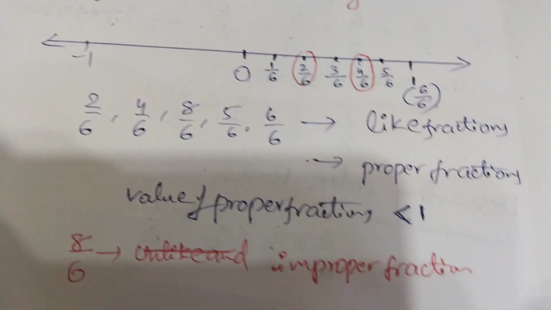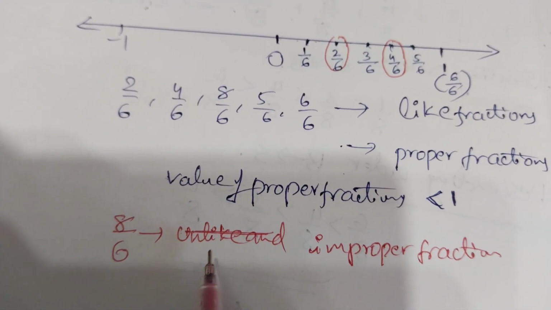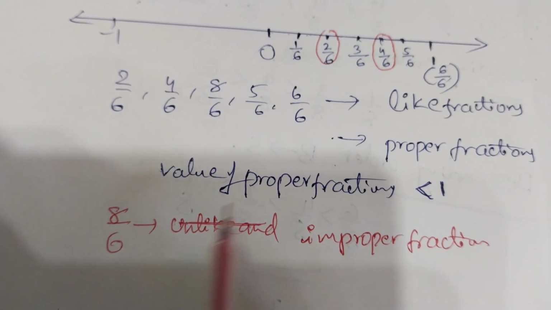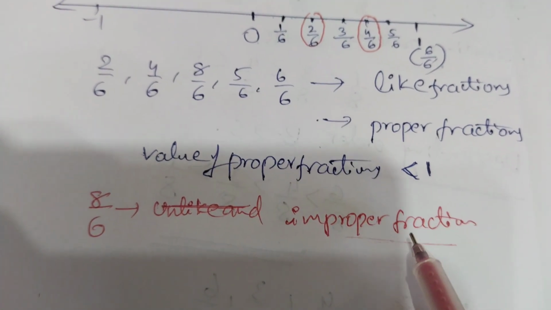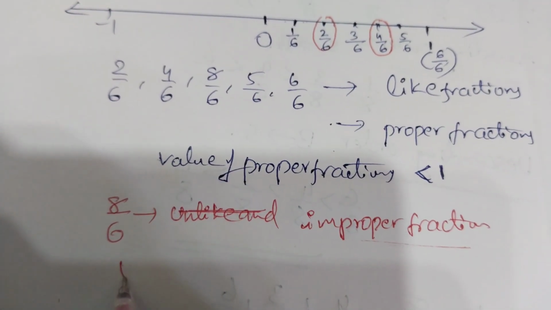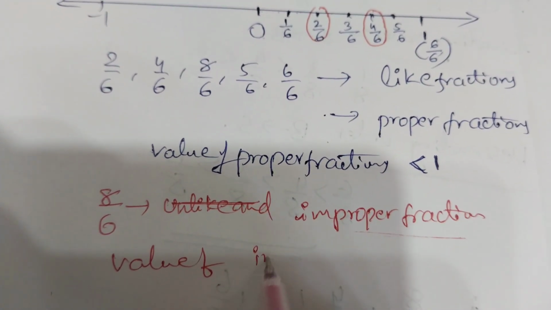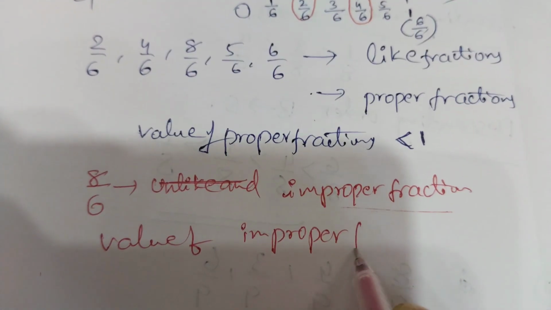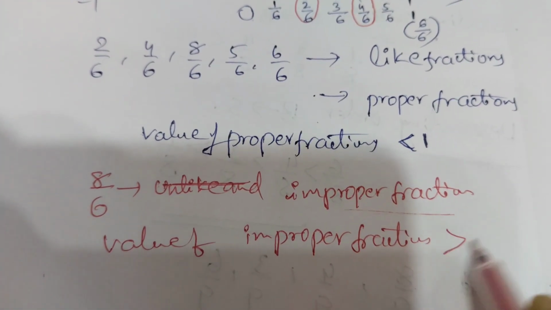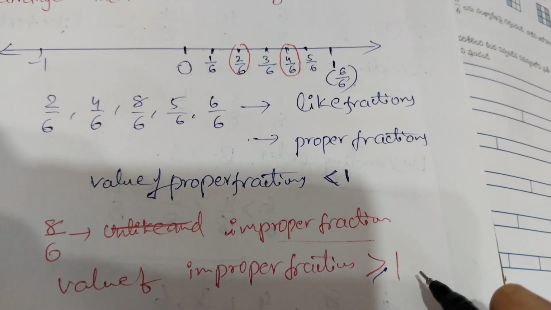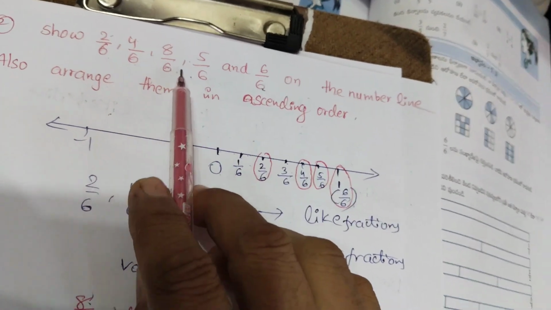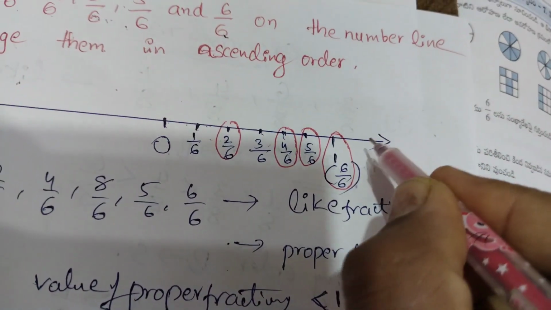Only 8 by 6 is a different fraction. When we compare any two fractions, we will tell whether they are like or unlike. This is a single fraction, so it is an improper fraction. The value of an improper fraction is always greater than 1. And 6 by 6 is also done. So the remaining fraction is 8 by 6. I am going to mark 8 by 6.